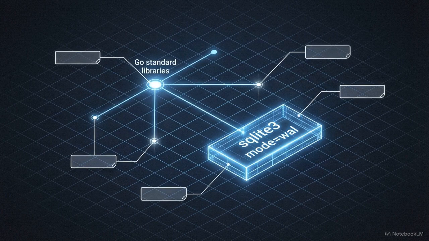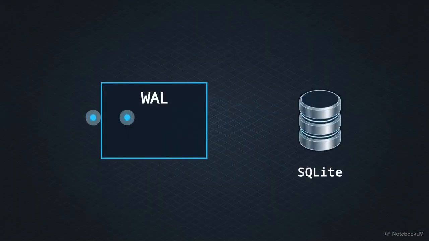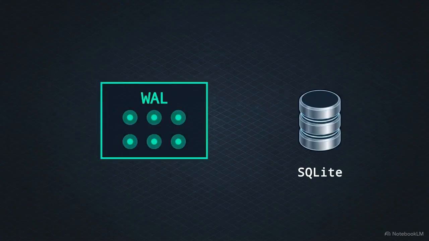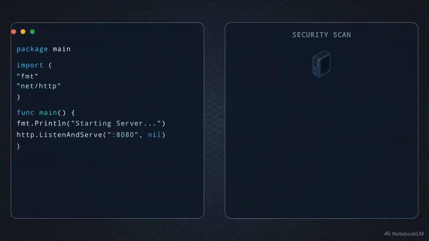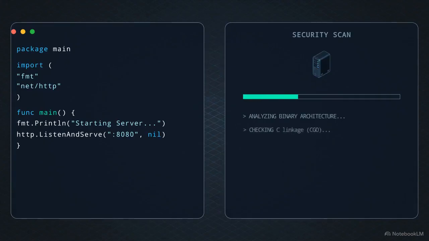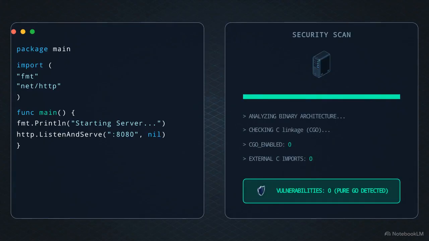It relies strictly on standard Go primitives and SQLite running in WAL mode. WAL, or write-ahead logging, is a mechanism that provides high-concurrency atomic data preservation. The binary also operates with zero CGO dependencies. CGO is a feature that lets Go call C code. Excluding it ensures the software cannot be compromised by external C library vulnerabilities.